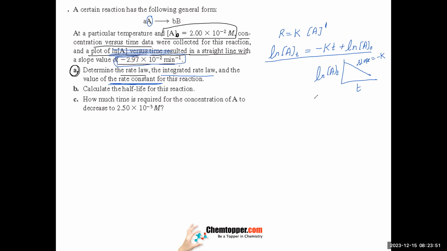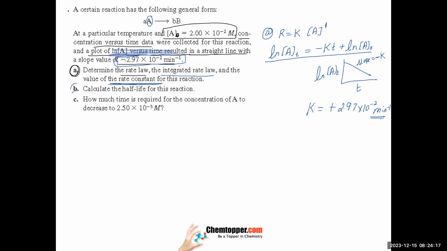So what's the value of k? We are doing A part. What's the value of k? Minus, minus, there is minus here and minus here. So plus 2.97 times 10 raised to minus 2 per minute. Units are per minute, take care. Time here is in minutes.